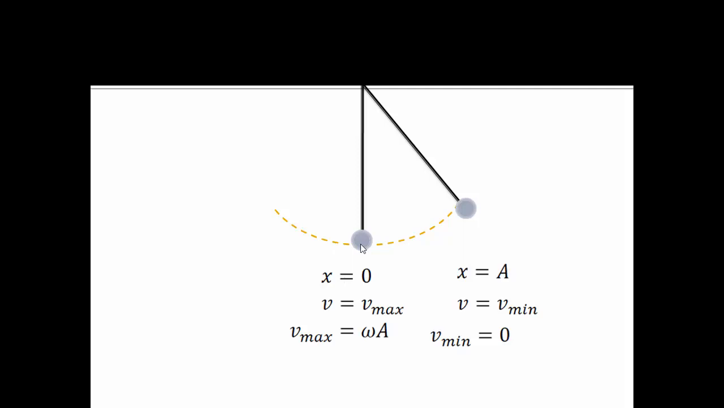So the object starts at maximum speed from the mean position, slows down as it goes towards the extreme position, stops and then turns back. As it passes from the mean position, again it has maximum velocity, and then again it starts to slow down and stops at the other extreme position.